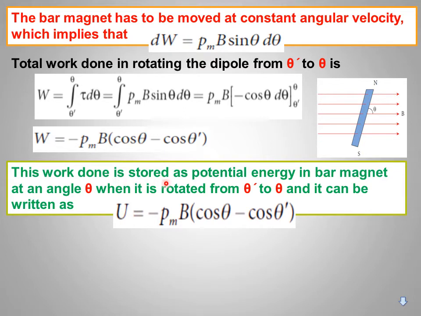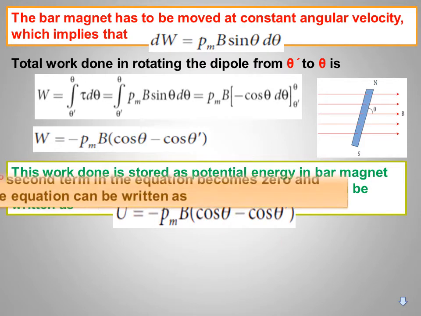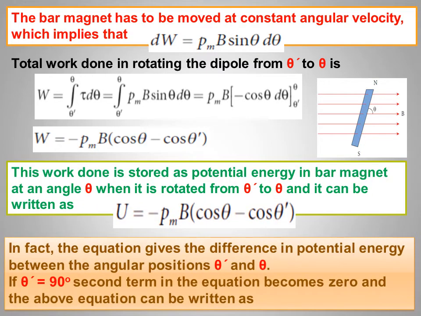This work done is stored as potential energy in the bar magnet at an angle theta when it is rotated from theta dash to theta. It can be written as U is equal to minus PmB (cos theta minus cos theta dash), because it is stored as potential energy. In fact, the equation gives the difference in potential energy between the angular positions theta dash and theta.